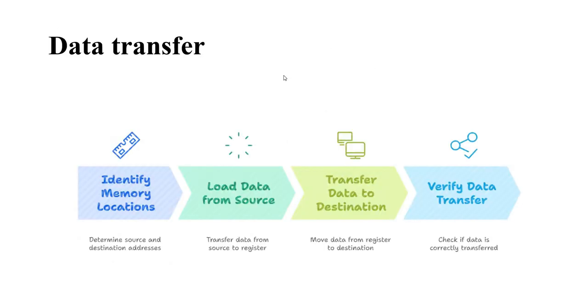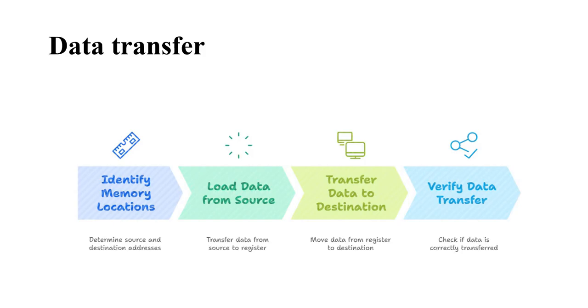Next is the data transfer, that is transferring of the data. Here, we are identifying the memory locations, that is, we will determine the source and the destination address. Then we will load the data from the source, that is, we will transfer the data from the source to the register. Next, we'll transfer the data to the destination, that is, we are moving the data from the register to the destination. Then we will verify the data transfer, that is, we'll check if the data is correctly transferred or not.